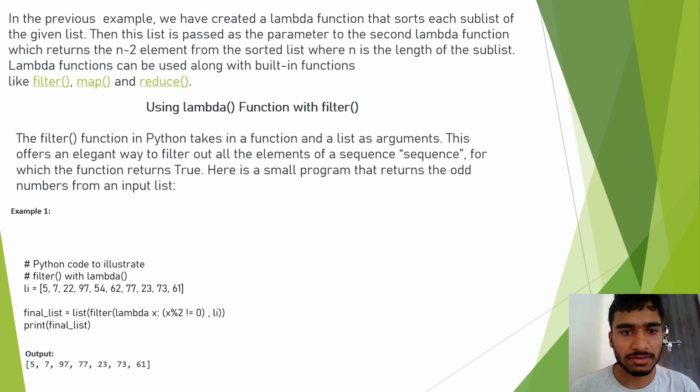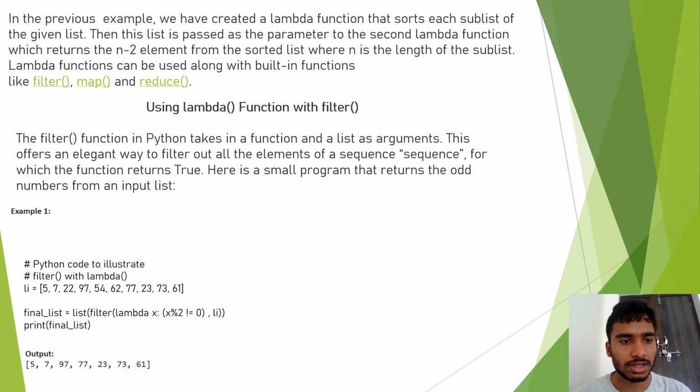Now, the first one is filter. The filter function in Python takes in a function and a list as arguments. This offers an elegant way to filter out all the elements of a sequence for which the function returns true. Here is a small program that returns the odd numbers from the input list.